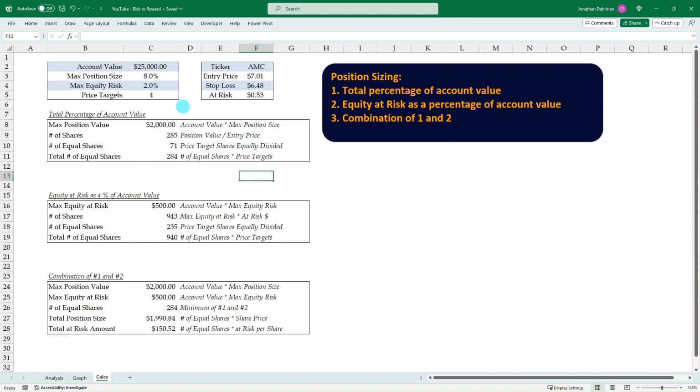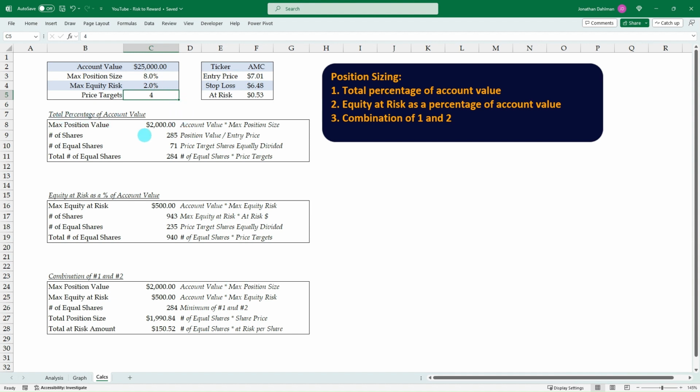I have pulled up on the screen here just a hypothetical example looking at AMC stock with an entry price of $7.01 with a stop loss of 6.48, which is 53 cents of at-risk exposure per share. And we have a $25,000 account value with a max position size of 8% and then the max equity at risk percent of 2. And we want 4 price targets. So if we take a combination of all that information, we need to figure out how many shares to purchase. And then for each of these 4 price targets, how does that number of shares split out equally?